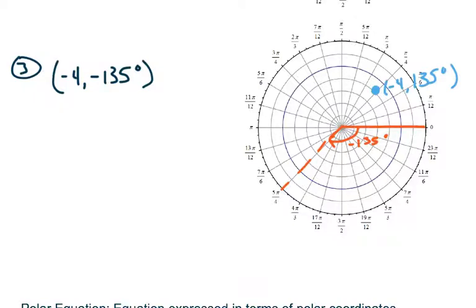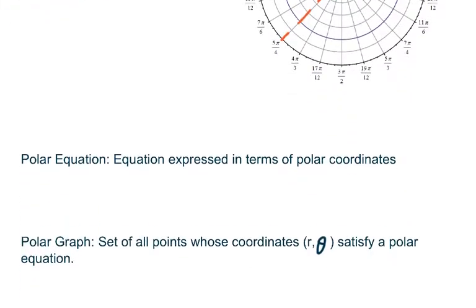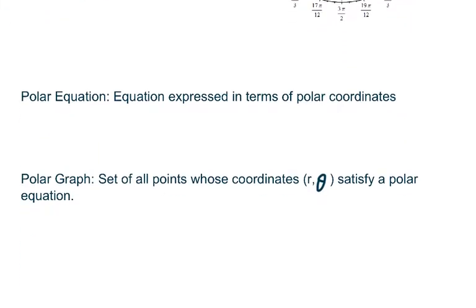Graphing individual points, not terribly exciting, but what we can do with all of these points is we can make polar equations, and we can graph polar equations. We'll get into more polar equations in section 2. This is kind of an introduction to polar equations. Polar equations are equations expressed in terms of polar coordinates. Makes kind of sense.